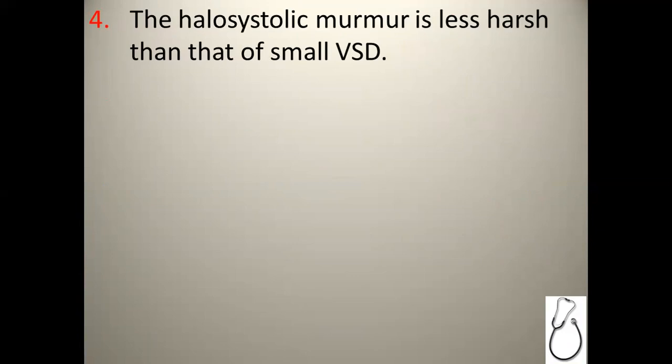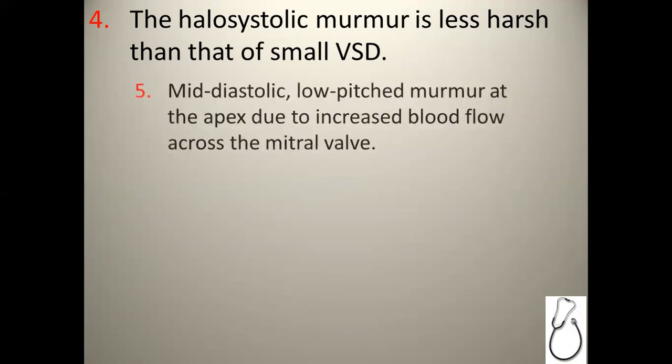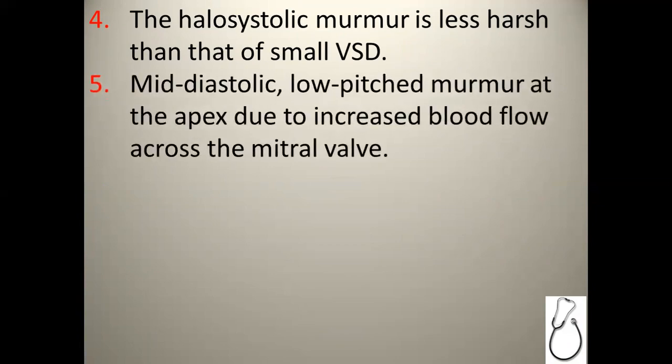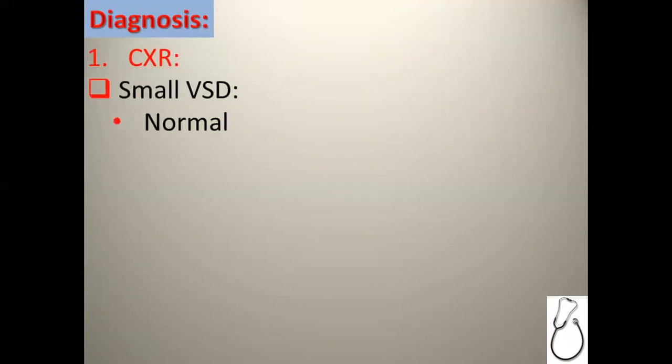Because, as you know, the murmur is inversely related to the size of the defect. The smaller the defect, the louder the murmur. There is also a mid-diastolic low pitch murmur at the apex due to the increased blood flow across the mitral valve. And the diagnosis depends on the chest X-ray.